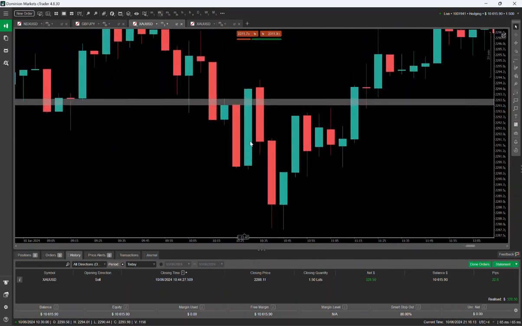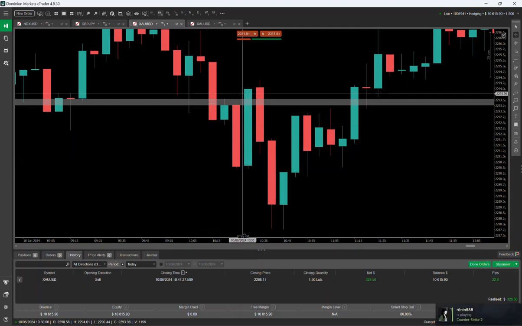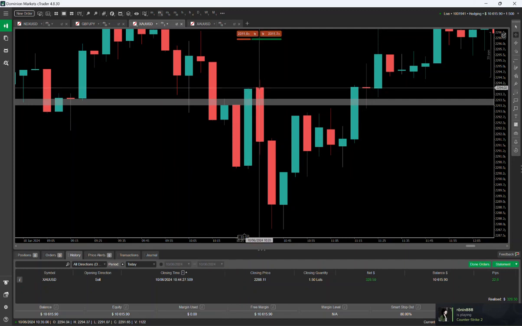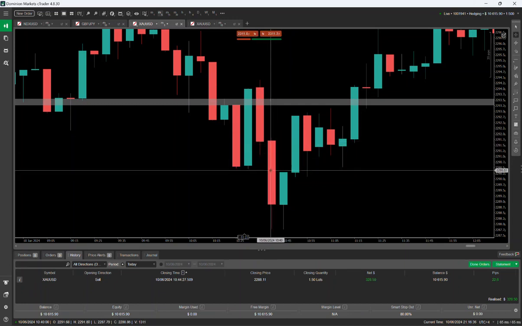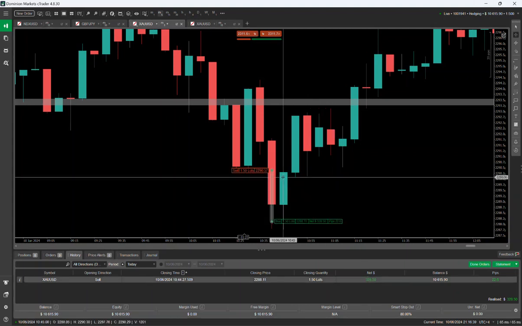Now, one thing to understand is that this was the start of the 15-minute candle, right? This is the 5-minute time frame. The first 5 minutes of the 15-minute moved up and we created that top wick. This is the second 5-minute candle of the 15-minute that came down. This is the last 5 minutes of the 15-minute that was starting to come down. So that's where the sell was executed.